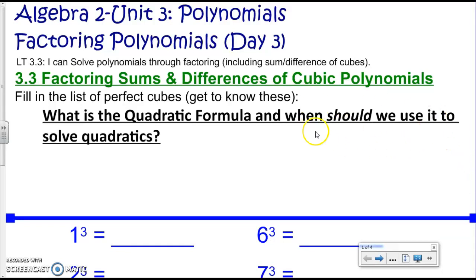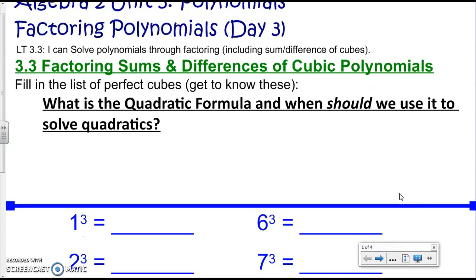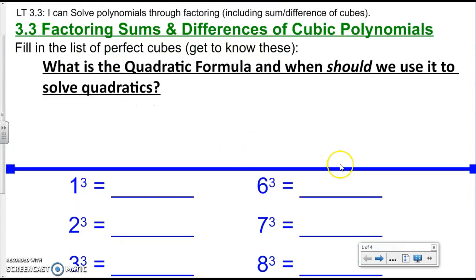Good morning. Today we are going to continue factoring for polynomials, and we're going to talk about a formula essentially for factoring sum and difference of cubic polynomials.